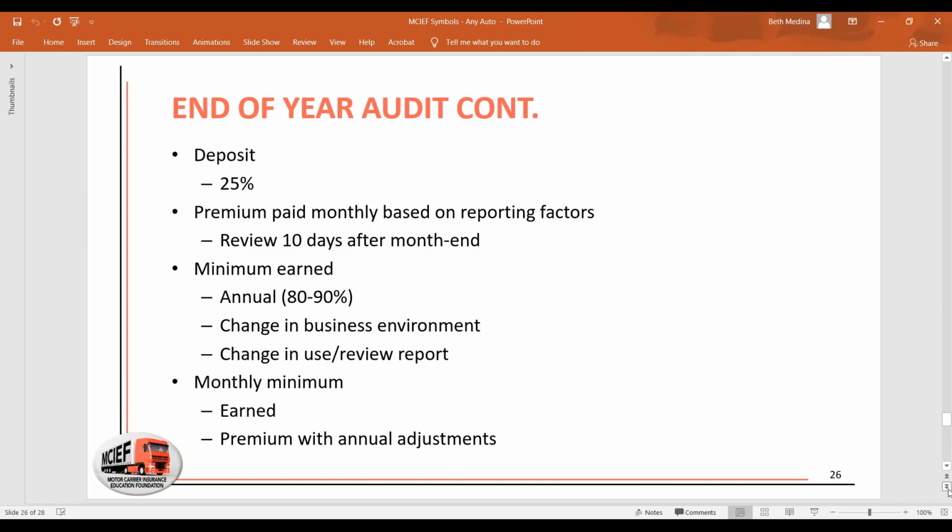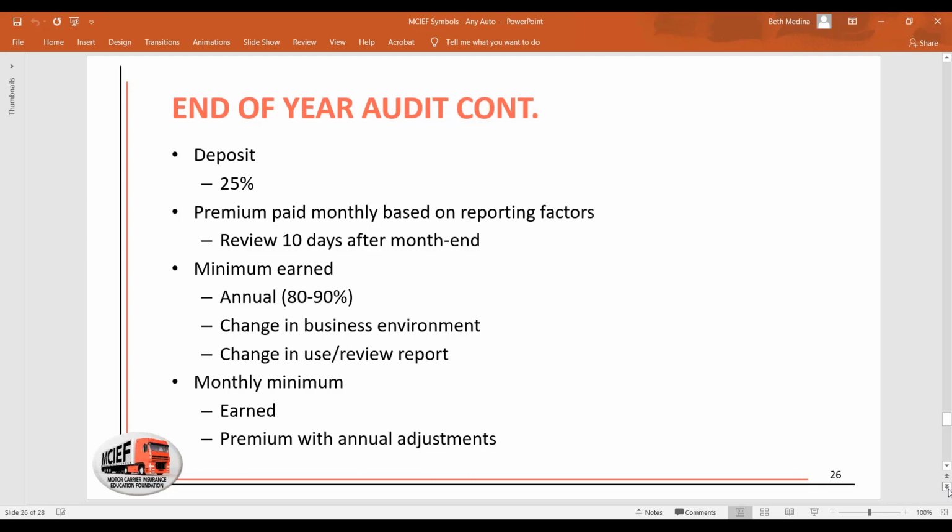But if you have fewer miles because of an economic downturn, because of a pandemic like happened recently, or a downturn in the marketplace where the insurers cannot use the units, then you need to adjust this annual minimum during the policy term. So you need to look at that on a monthly basis. There could be a monthly payment due.